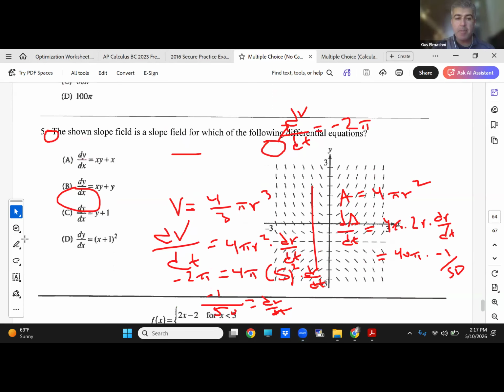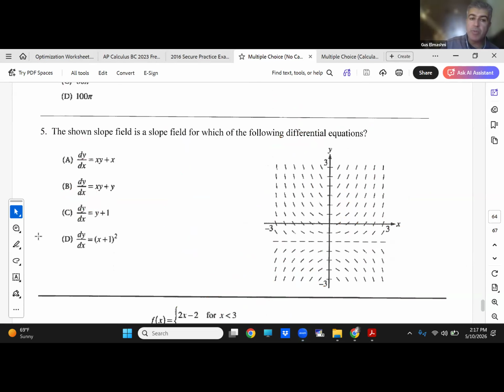Okay, slope field. The best way to approach these questions is to use process of elimination. So I'm actually going to do this one with you and show you another one that you guys can try, so you feel comfortable doing these on your own. But I would be shocked if you don't see at least one question like this on the AP tomorrow.